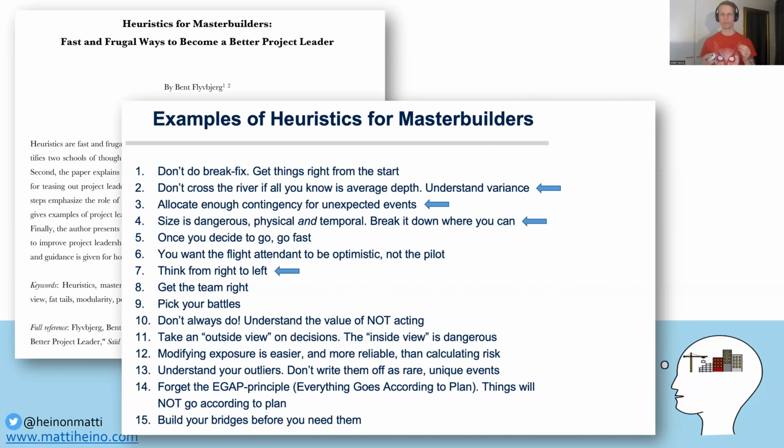Thinking from right to left is about knowing what you want to achieve and trying to map the steps on how to do it, and the uncertainties relating to those steps. And there are some caveats to this, but we will discuss them later.